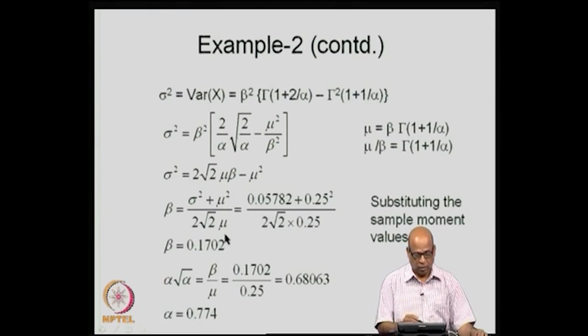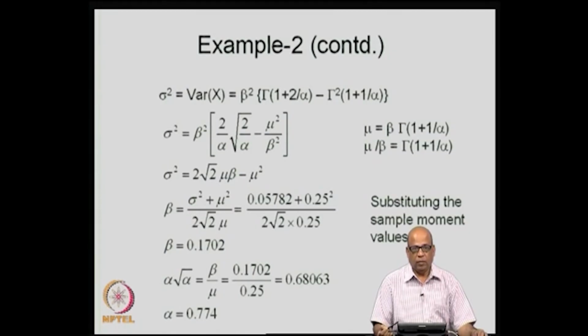When you simplify this and substitute the values for mu as well as sigma square, we get beta equal to 0.1702. Once you get beta, you go to alpha times gamma of alpha equal to beta by mu and get alpha equal to 0.774. So, this is how we obtain the two parameters.